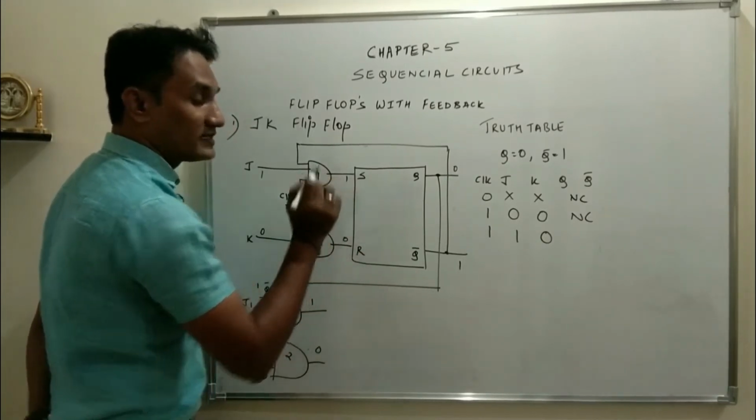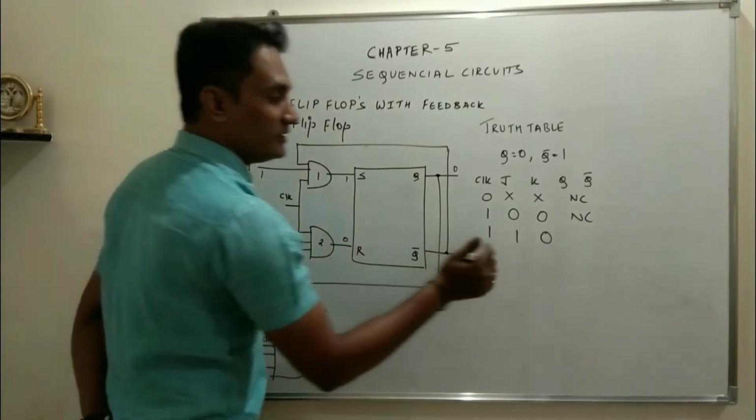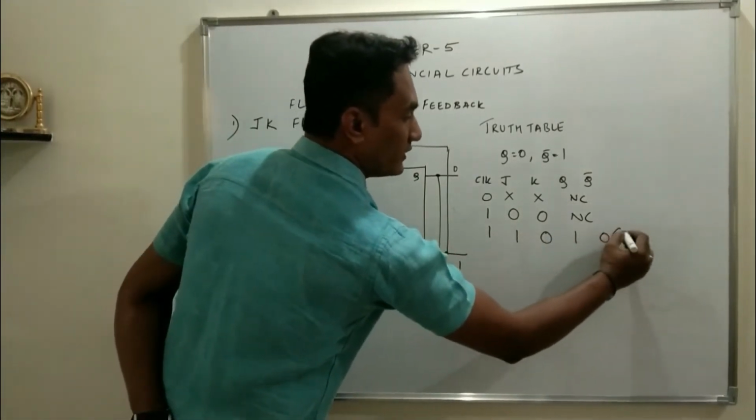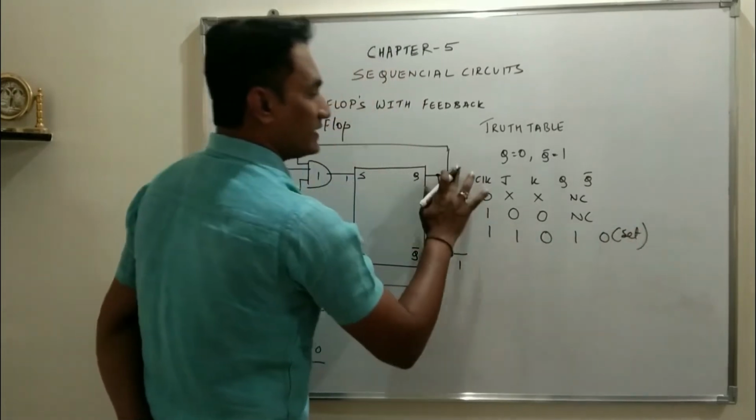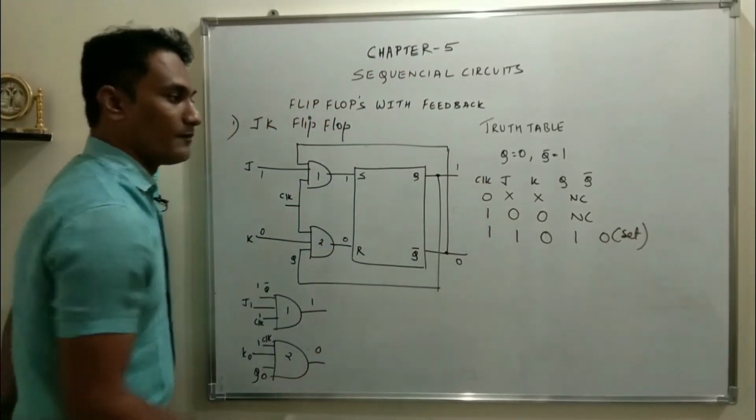S1, R0. S stands for set. Set means Q will be 1, Q bar will be 0. So Q will be 1, Q bar will be 0. So this is the set condition. Now Q is 1 and Q bar is 0.